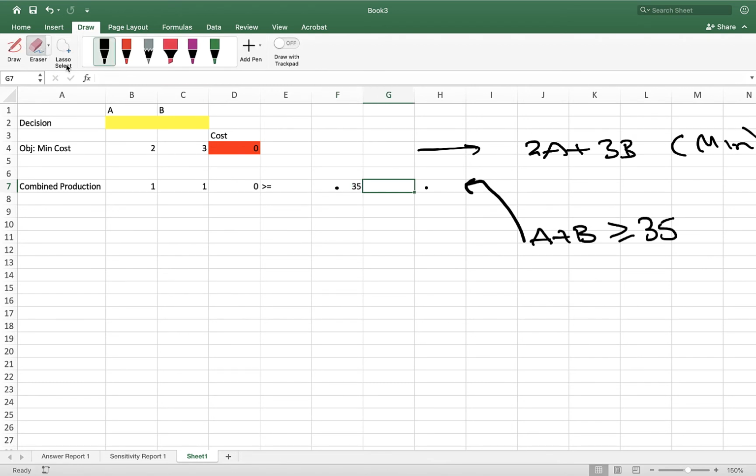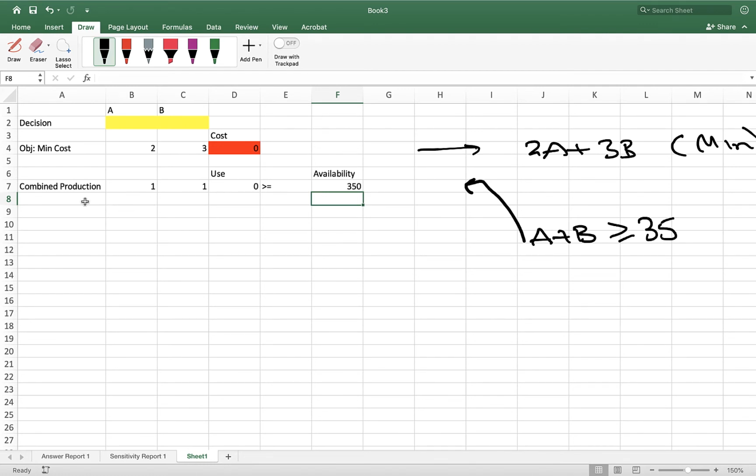Maybe I should get rid of that little dot in there so it's not misleading for us. Okay, so what do I actually have in here? This is the inequality, and in here is the actual usage, if you like, and this is the availability. Okay, and this is actually 350, not 35. There you go. So that is the constraint for the combined production.